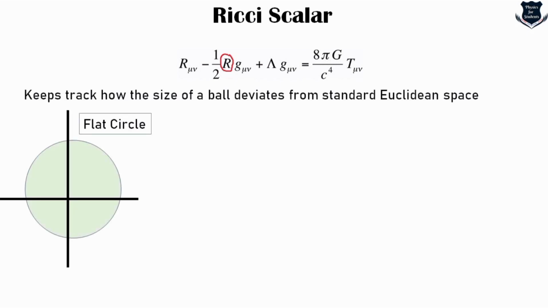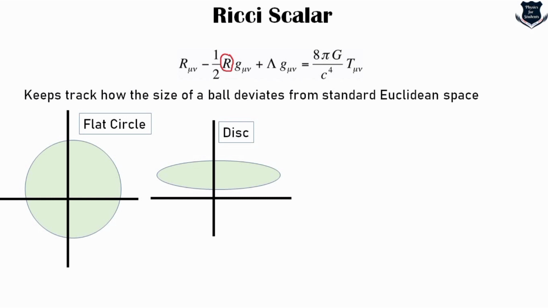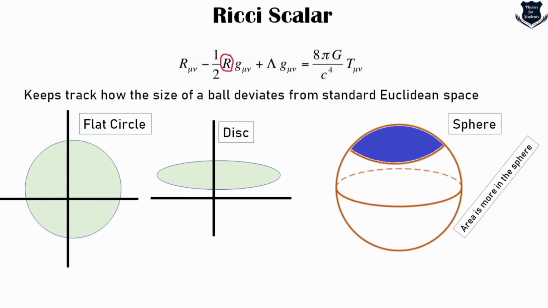So what does the Ricci scalar now denote? We got the next part, that is this R1. The Ricci scalar actually keeps track of how the size of a ball deviates from standard Euclidean space. What do I mean by this? For example, if I've got a flat circle which has not yet taken the form of a ball because it is in Euclidean space, I want to track how the size of a ball deviates. So now it becomes a disk, and then it becomes a sphere.